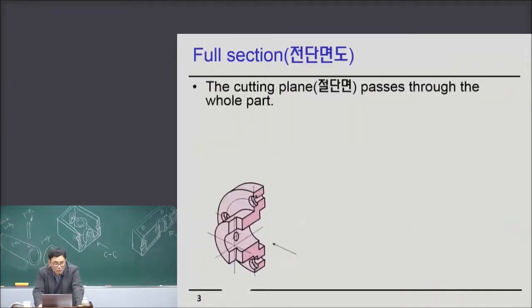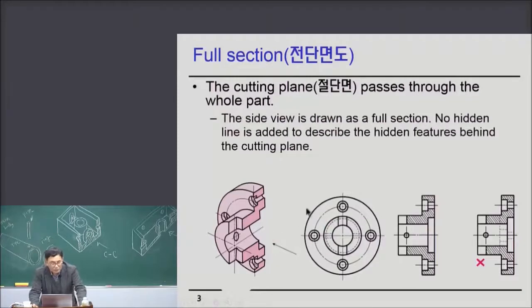Like this here, it is a full section. Full section means that the cutting line passes through the whole part. If you have a nice cake, then with a knife you cut it in half, and then you can see the cut surface. Actually, this is a virtual cutting. I don't ask you to really cut the part in two pieces.